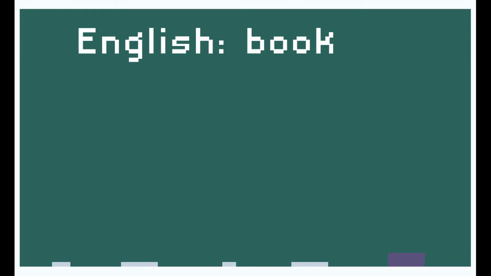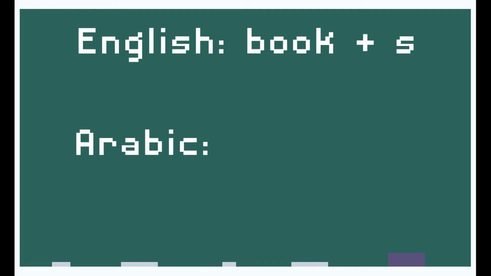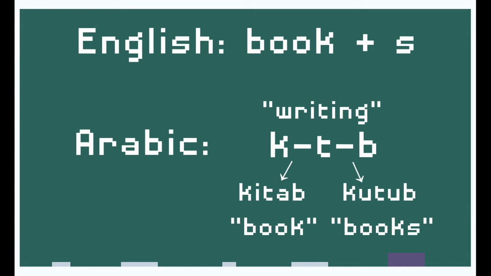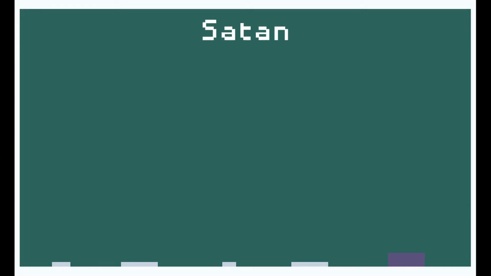Take a word like book, for example. To make the word plural in English, you just add a suffix. To do the same thing in Arabic, though, you take the three root consonants that indicate the idea of writing in general and change the vowels in between the roots. Anyway, back to Satan. The Hebrew triconsonantal root for the word is this.